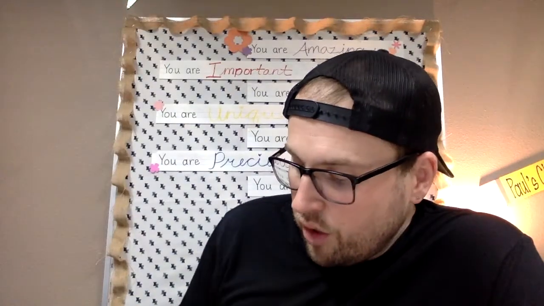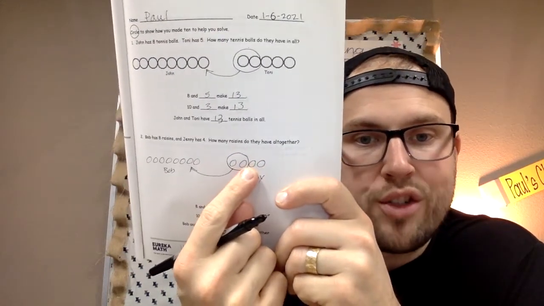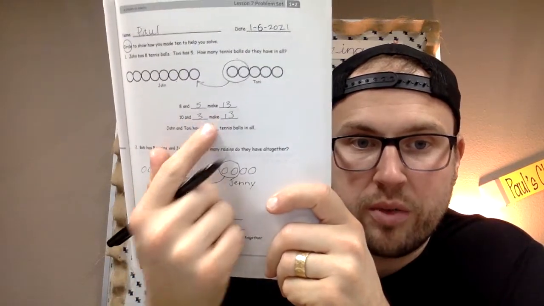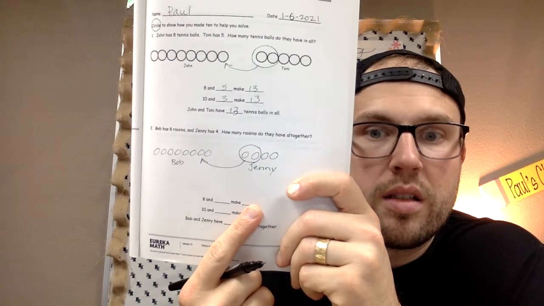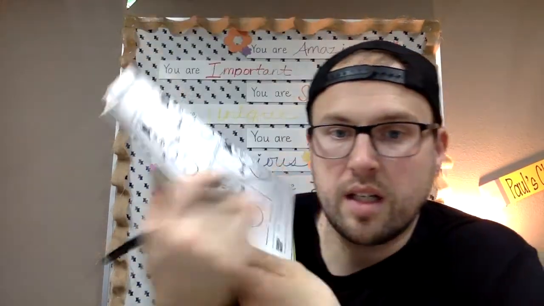Now we have to take 2 from Jenny, because Bob only has 8. John only had 8. He needed 2, so Bob needs 2. But because there was only 4 here, that means that Jenny only has 2 left over. So it becomes 10 plus 2 instead of 10 plus 3. So 8 plus 4 makes 13. Oh my gosh, that means this is 14. I was wrong.